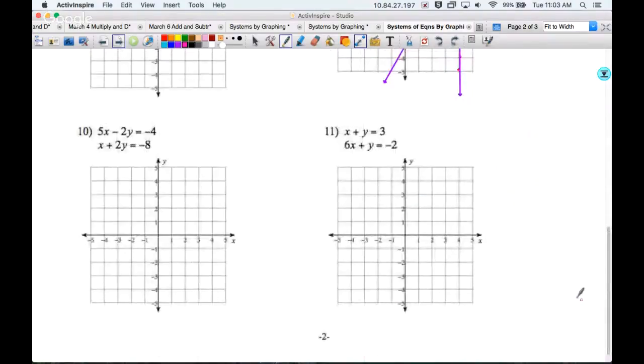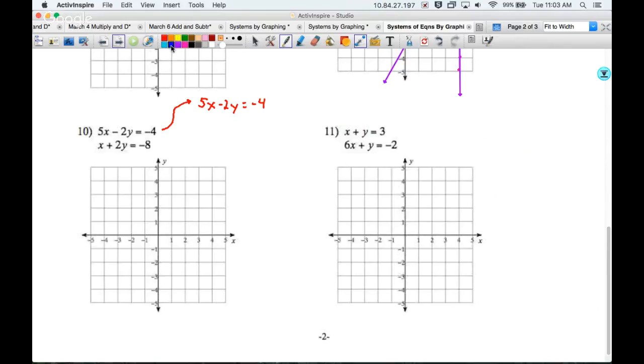All right, but now what to do about 10 and 11? These aren't in slope-intercept form, so they're more difficult to graph. So my advice is just convert them into slope-intercept form, and they're going to be easier to graph. Let me start by just copying down this top equation. 5x minus 2y equals -4.